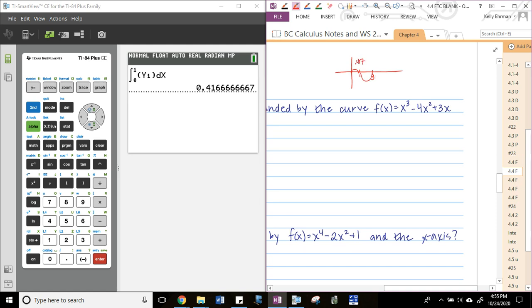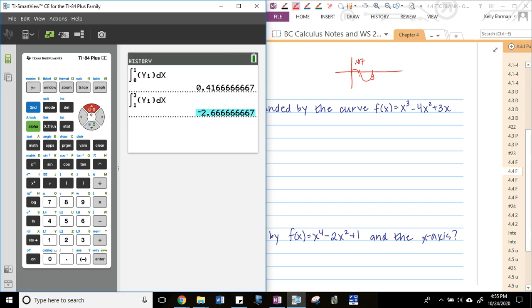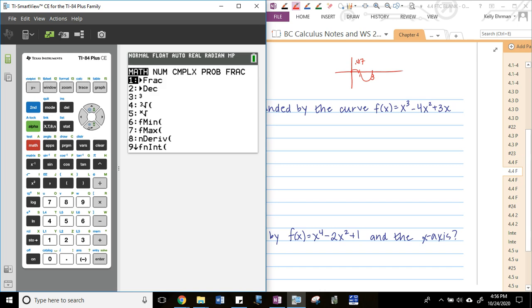And then I want that negative area too, so I could do another, enter that and just change the parameters to be from 1 to 3. That's negative, right? So I could say, well, I don't want the negative. I want this answer minus this answer. Okay, let's see if we can take the integral from 0 to 3 and just throw an absolute value sign around everything and see what happens with that.